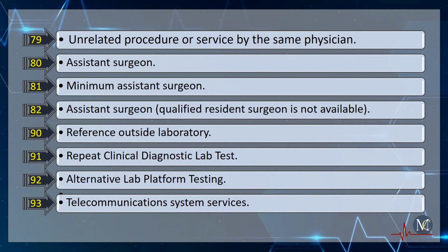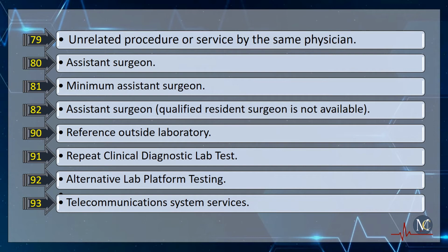CPT modifier 80 is utilized in healthcare billing to indicate that one physician assists another physician in performing a procedure. CPT modifier 81 is used when the services of an assistant surgeon are needed for a relatively short time. CPT modifier 82 means assistant surgeon when a qualified resident surgeon is not available.